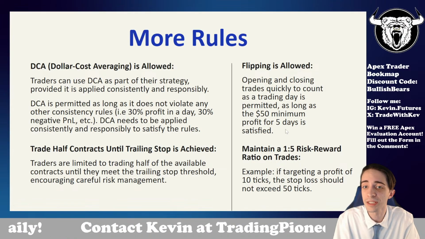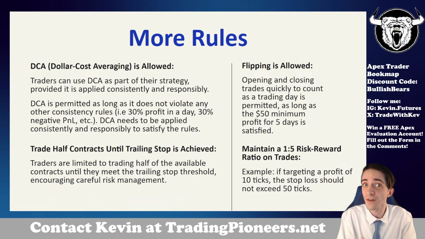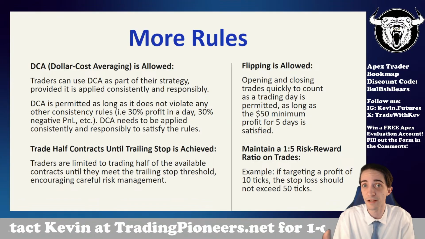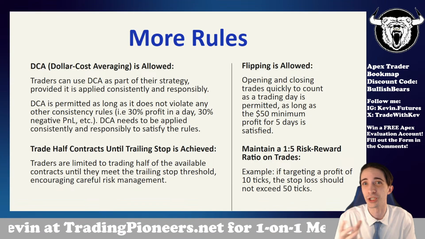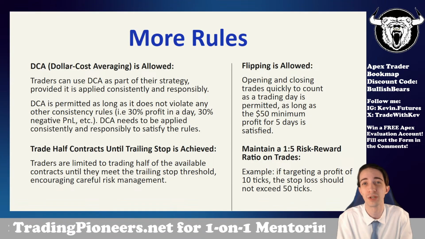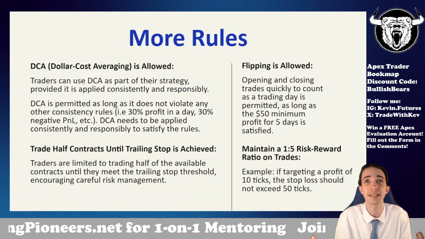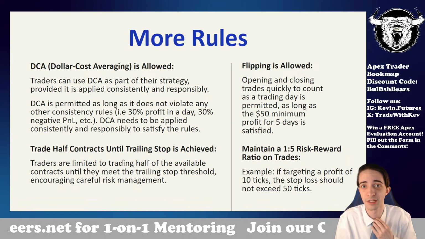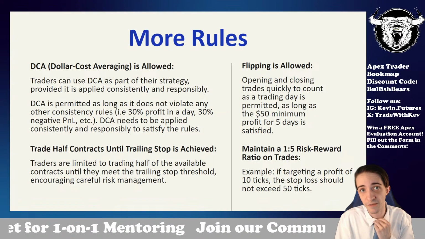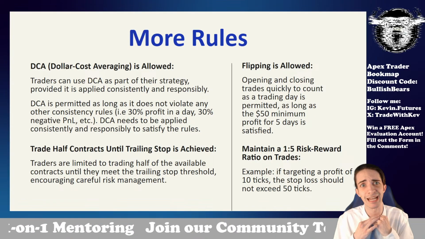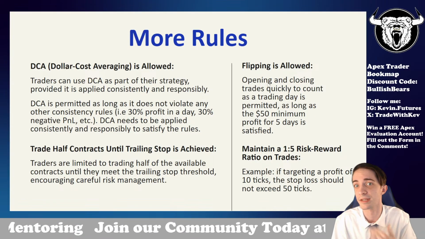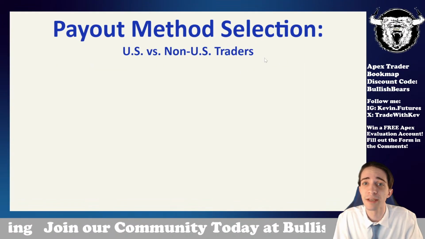And maintain a 1 to 5 risk to reward. Now, not a 5 to 1 where you're risking 1 to make 5, but risking 5 to just make 1, which is a very poor risk to reward. That's as low as they'll let you go. And in my opinion, that's not even necessary. With a 1 to 5 risk to reward, you need to have like a 99% win rate to be profitable in that.